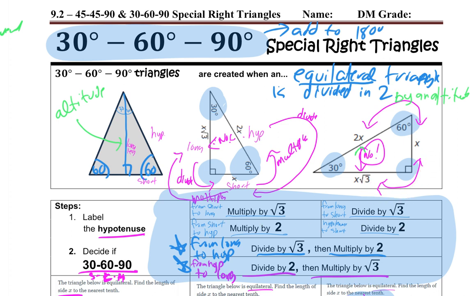Okay, so these are our procedures, right? If we're starting from the short going to the long, we're going to start with our number, and then we're going to multiply by the square root of 3. If we're going the other way, we're going to divide, right? And then we got to focus on these.